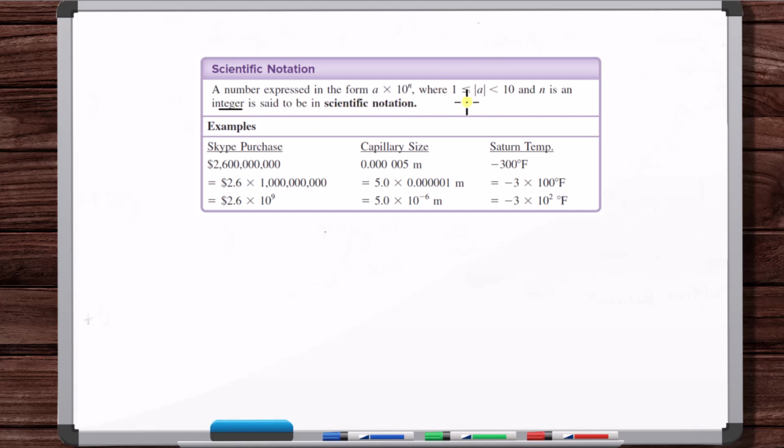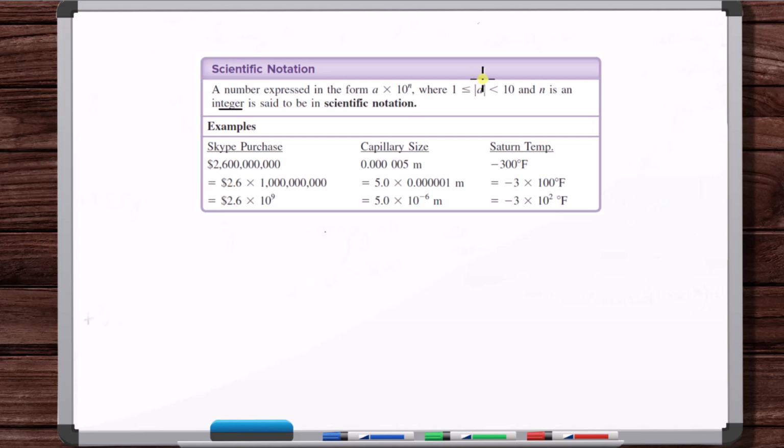So this absolute value of a being greater than or equal to 1 and less than 10 just means that for any scientific notation, you can have a decimal, but you're going to have a single digit before the decimal, not including 0. In scientific notation, you won't have just a 0 before the decimal, because that would be less than 1. You can have a 1. It can be greater than 1, but then it can't be 10. You can't have 10. So it's a single digit before the decimal.